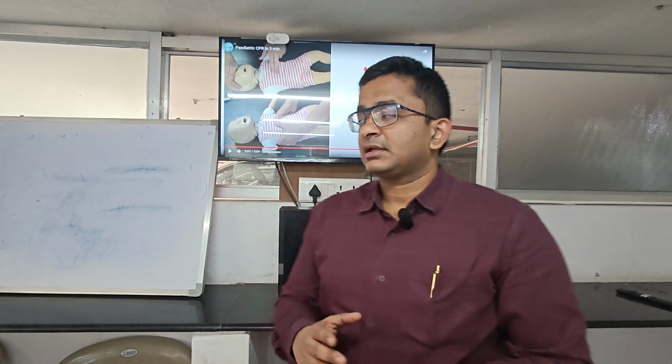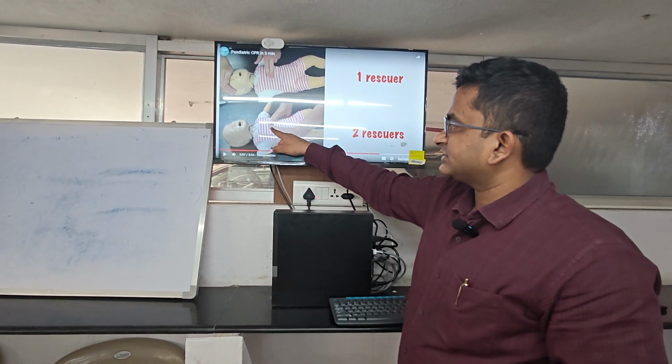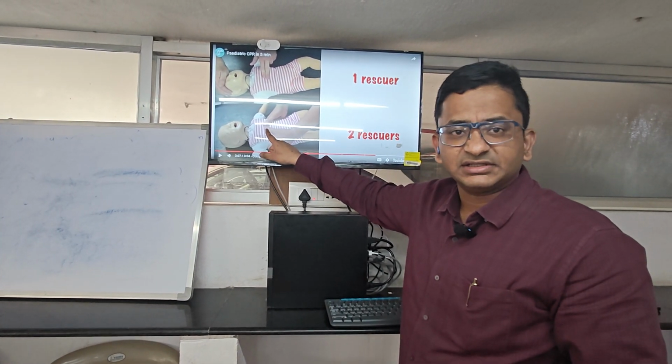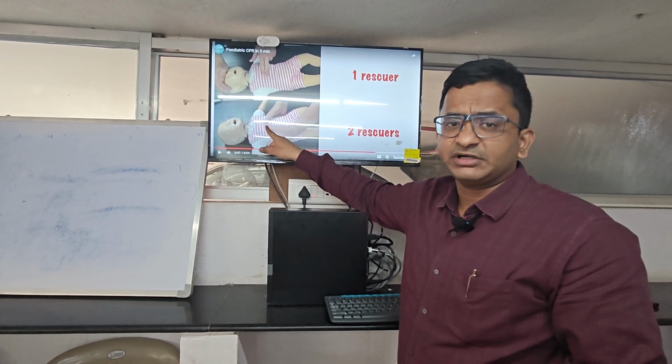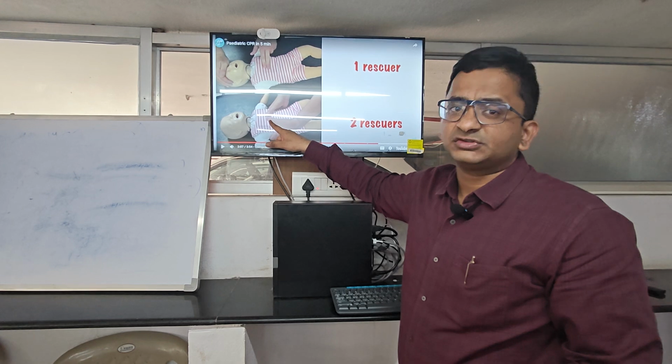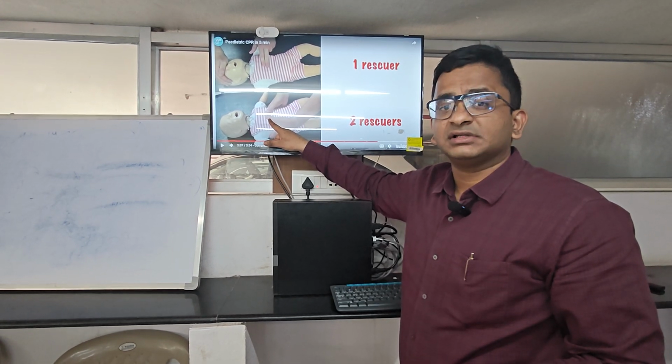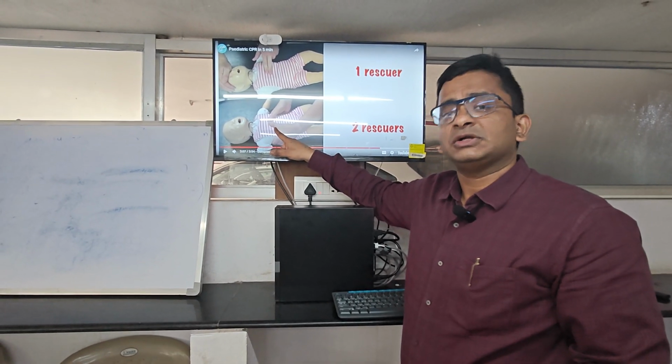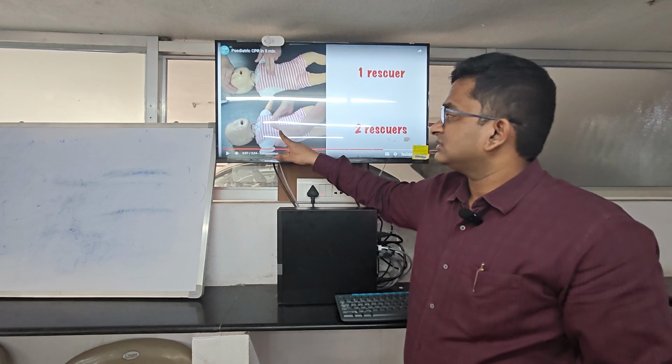If it is a two rescuer situation, then you need to give 15 compressions and 2 breaths in infants. You have to give it in the center of the chest, at a depth of at least 4 centimeters, at a rate of 100 to 120 per minute. If you are all alone, you can give 30 compressions and 2 breaths. But if you are two persons, you give 15 compressions followed by 2 breaths in infants.